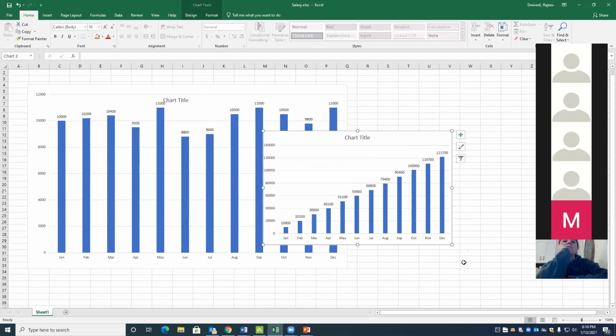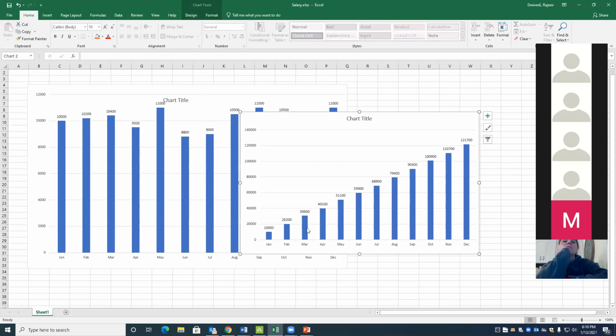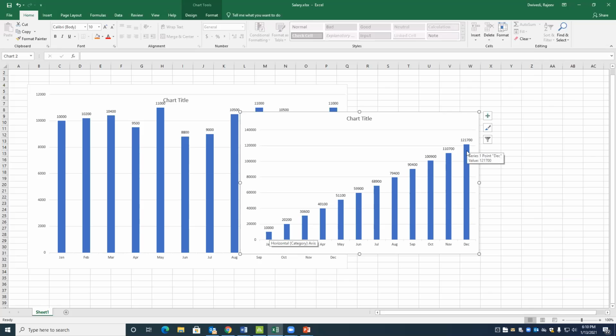And now this you can understand as a CDF: by January you received 10,000, by June you received 59,900, by December you received 121,700. So this you can understand as cumulative, which is 100% of your annual salary, which is 121,700. So this you can say is cumulative.